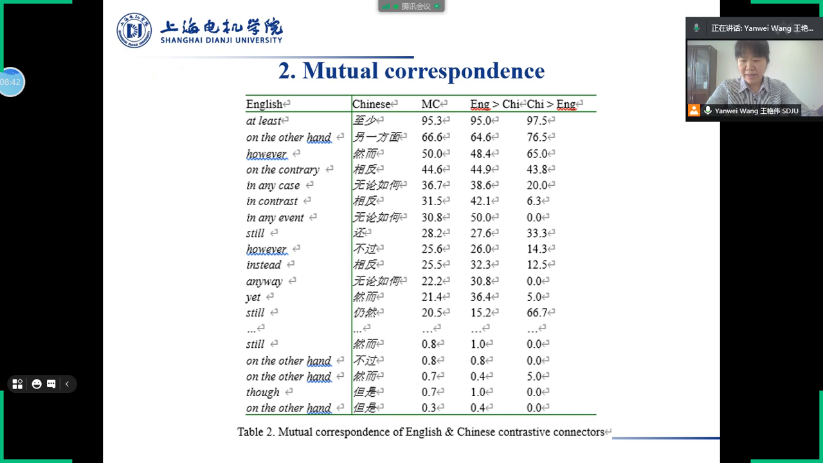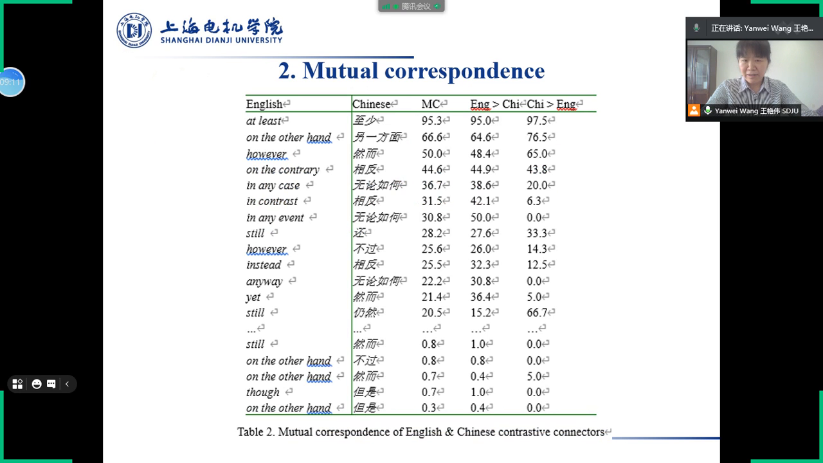has a high MC value, while the following 3 pairs, on the other hand, 另一方面, however, 然而, on the contrary, 相反, are used as translation equivalents in about half of the examples in the corpus. The remaining pairs have a low MC value of varied degrees.